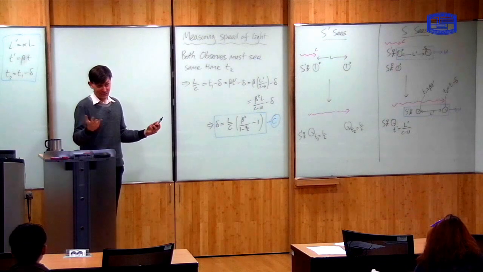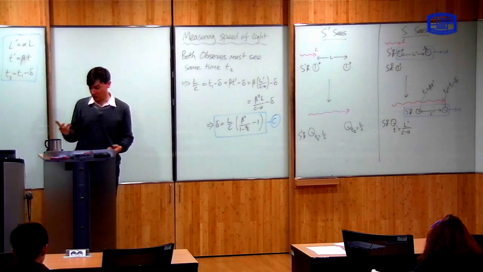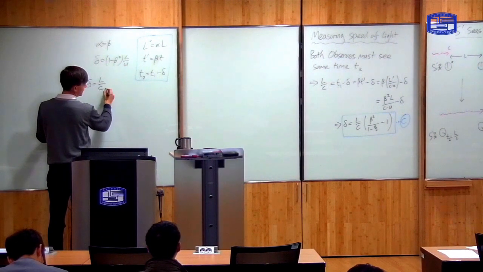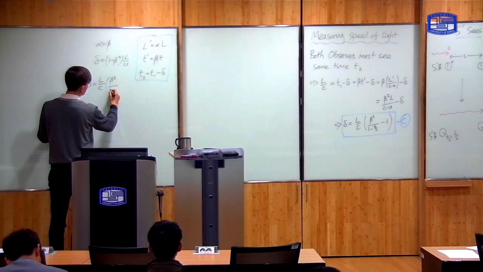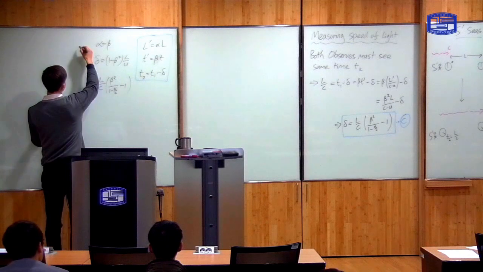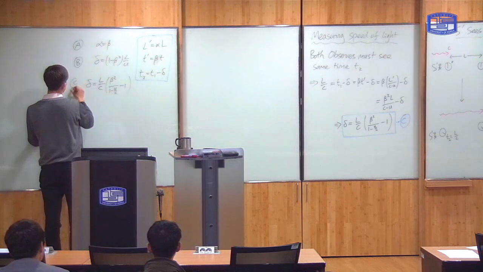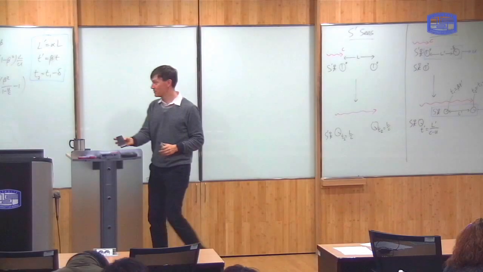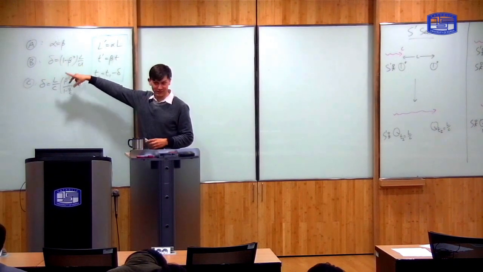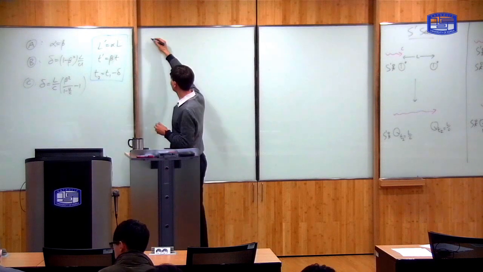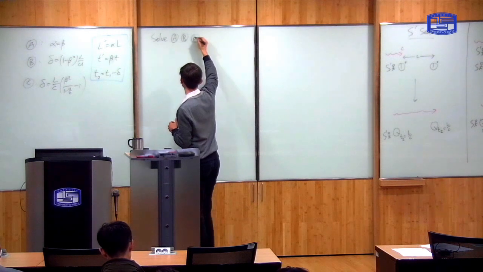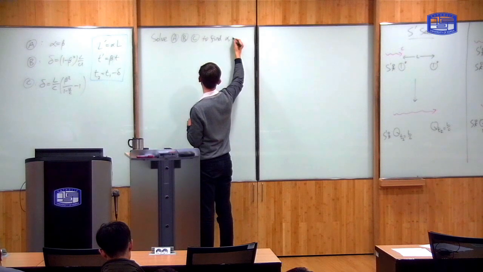Right, so now we've got three equations for the three variables alpha, beta, delta. We just have to solve them. So let me write up the third equation here. Delta equals L over c, beta squared over 1 minus u over c, minus 1. This is A, B, C. The obvious thing to do here is to use B and C to get rid of delta and then find beta. So let's do that. Now we solve A, B, C to find alpha, beta.